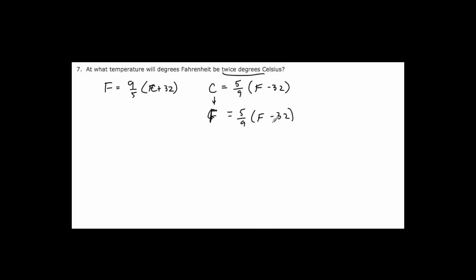But now we want our Fahrenheit side to be twice that. Remember, this is our Fahrenheit side. So we're going to take that and double it. So all of this gets multiplied by 2. And I'm using brackets instead of parentheses because I already have parentheses here. Okay, so we have Fahrenheit's going to equal, and now I simply do distributive property.